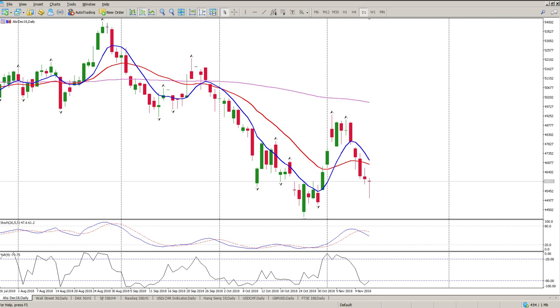If looking at the international markets, it's looking like we're continuing to the downside. So I would be very skeptical of this pin bar that was formed.